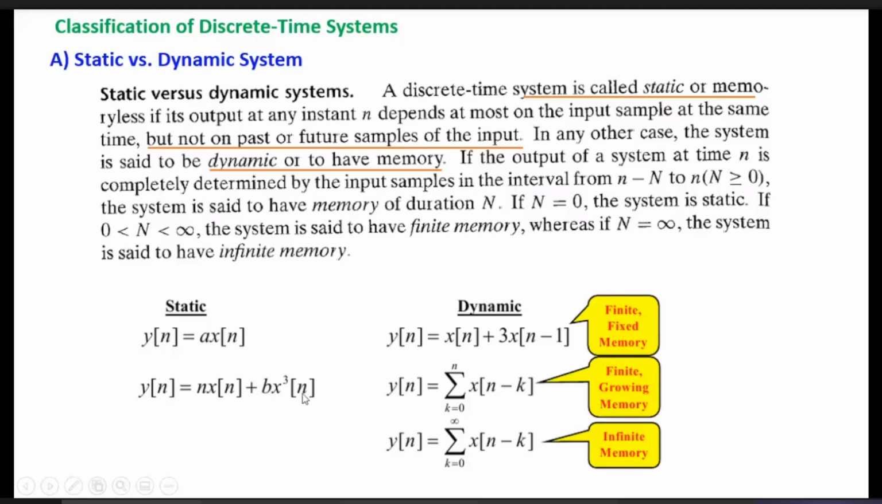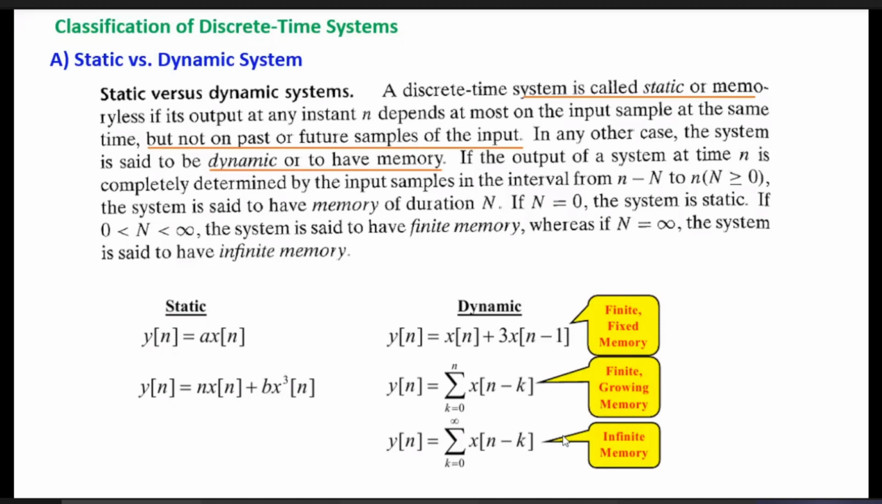Okay. But in a dynamic system, the output depends on past and present values of inputs. So n minus 1, n minus 2, n minus 3, n minus 4, up to n minus infinity kind of thing. But here you see that no n plus term is there.